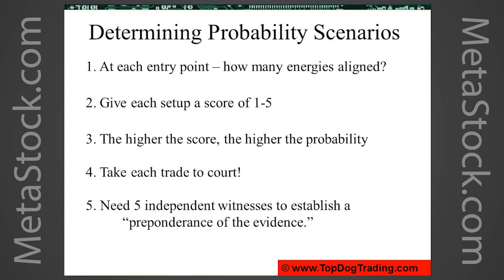Now, again, we're trying to establish a probability scenario that helps us make money in the future. Nothing forecasts the future with perfection. So we use these 5 independent witnesses. Each one of these energies that the indicator measures is independent of the other 4, uncorrelated to the other 4.